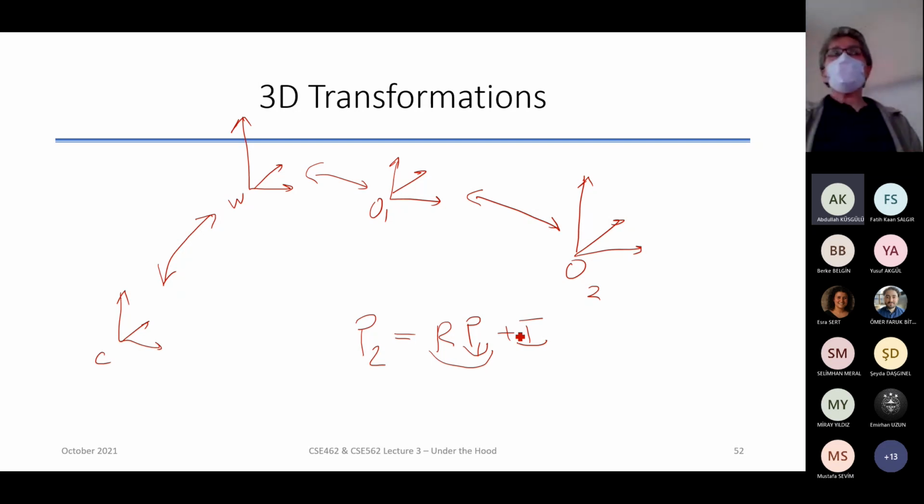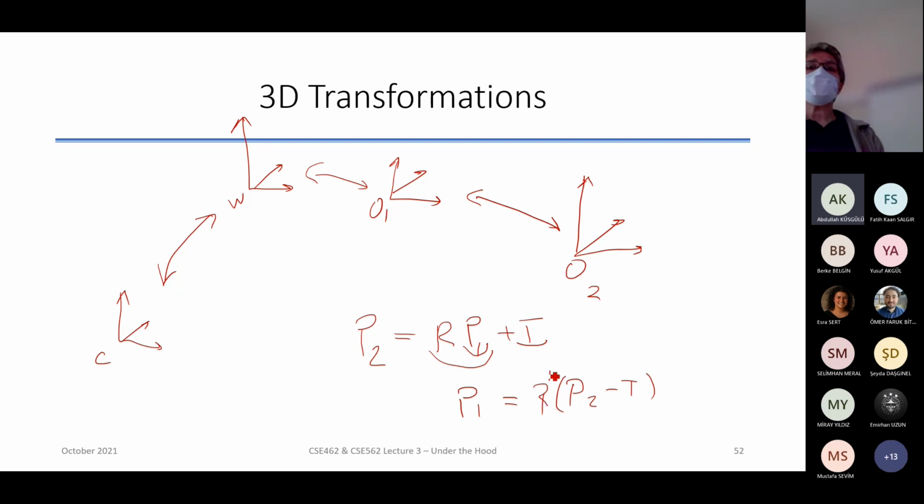Now once I have this one, I can actually go the other way around. I can take P1, and P1 is simply P2 minus T times R transpose. I can go back from an inverse transformation. An inverse transformation involves an R transpose because we do it this way. We say R transpose R is identity. This is a property of a rotation matrix.